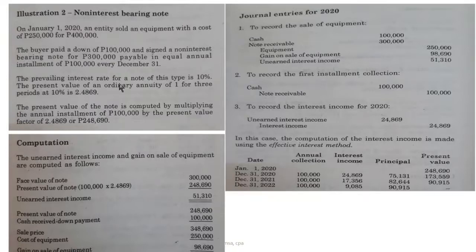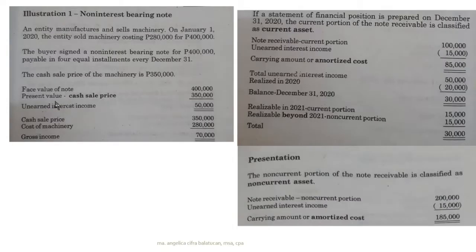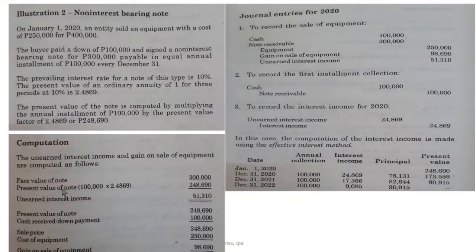So you have the prevailing interest rate is 10%. The present value of an ordinary annuity of 1 for 3 periods is 2.4869. We can compute the unearned interest by comparing the face value of the note and the present value of the note. Balik ta sa previous problem ha. Kung saan pagkuha niya sa pikas nga problem, unearned interest income is the face value deducted by the present value, which is the cash sales price. But this time, you need to get the present value of the note.